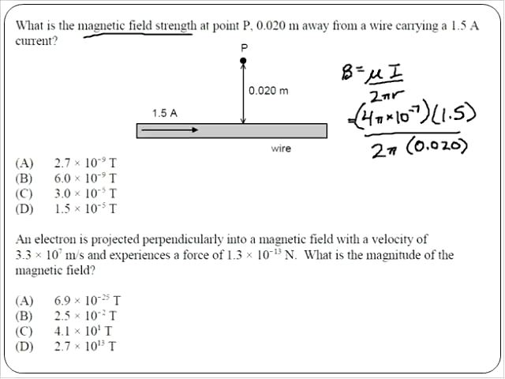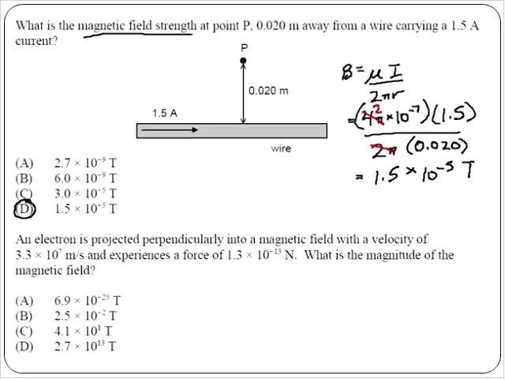Now, a real quick tip for this: instead of putting in 4 times pi times 10 to the negative 7, since you've already got a 2 pi on the bottom as well, here's a shortcut. Cross this off. 2 pi goes into 4 pi twice. So that just leaves you with 2 times 10 to the negative 7 on the top, multiplied by 1.5, divided by 0.020. And the answer to that is 1.5 times 10 to the negative 5. And the units for that are Tesla. So the answer to this one would be D.